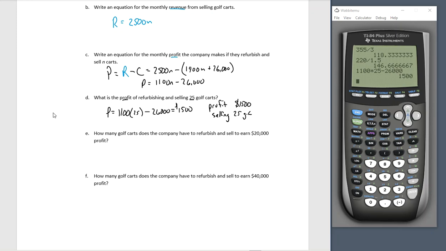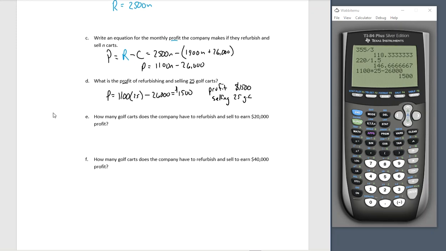All right, how many golf carts does the company have to refurbish and sell to earn 20,000? All right, so we only made 1,500 profit in refurbishing 25 golf carts, so we know it's got to be more than 25. Let's see how many it is. I want a profit of 20,000, so I use the profit equation. 25,000 equals 1,100 N minus 26,000. Our first step will be to add 26,000 to both sides.